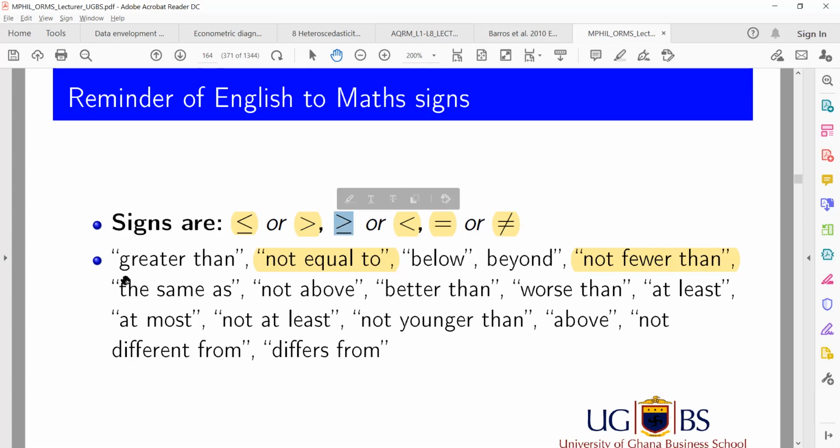Now let's move on. What symbol is the same as? That one is simple. Equal to. Okay. Now let's go to this one.